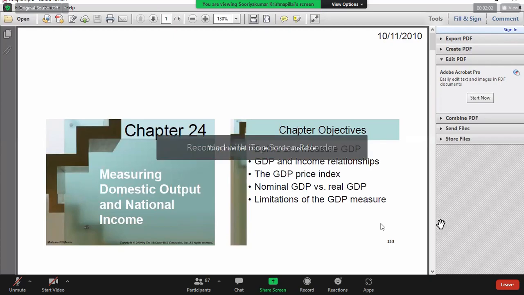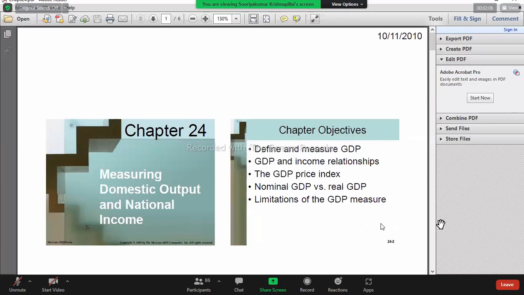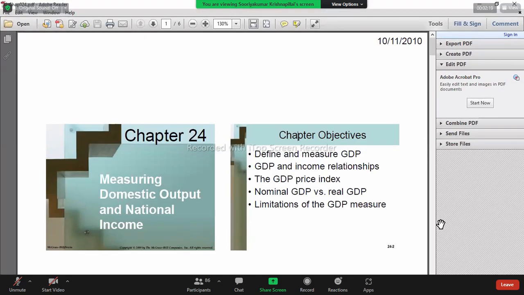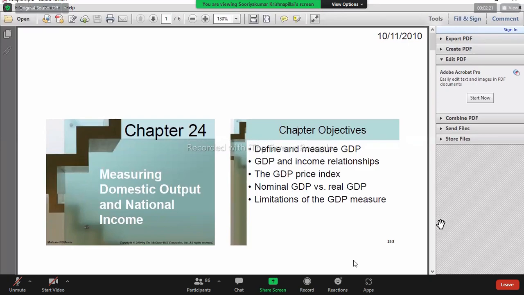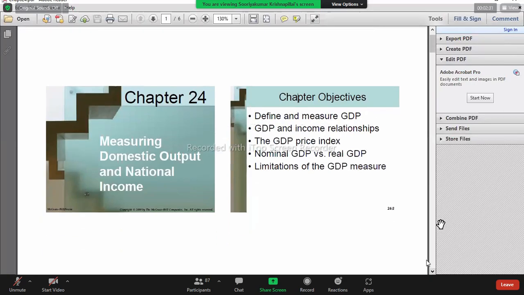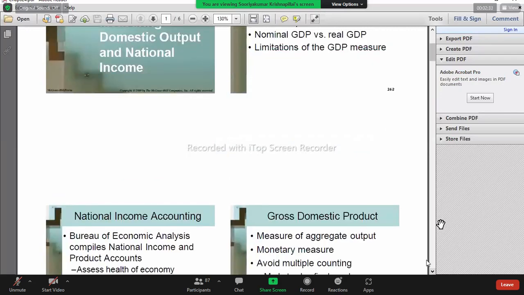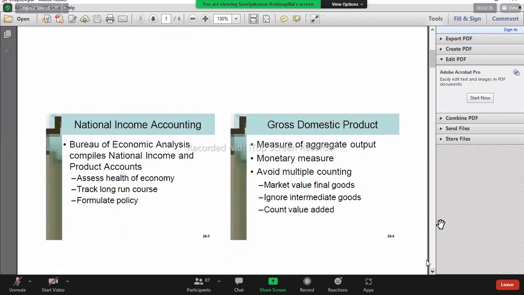So today we will study chapter 24. I think we stopped at measuring domestic output and national income. So in this chapter we will cover GDP and GDP price index, nominal GDP, real GDP, and limitations of GDP measures. I think we studied some slides in this chapter.